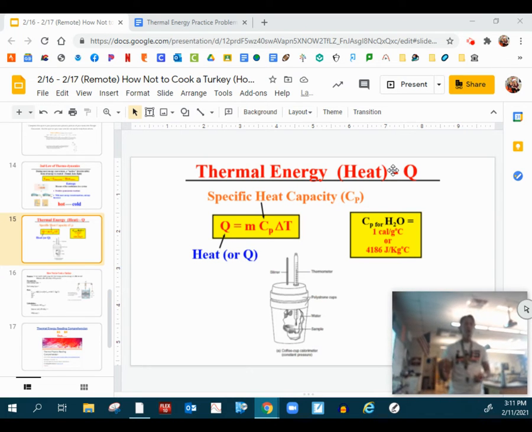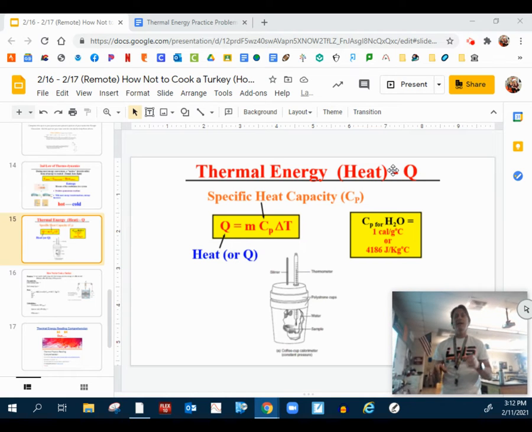Okay, the letter Q means heat. It's the type of energy itself. The m is mass, the c is something called specific heat capacity, and delta T stands for a change of temperature. Now, the specific heat capacity for different substances is always unique to that substance. I have the specific heat capacity for water, which is 4,186 joules per kilogram degree Celsius. But the one we're going to be looking at today is going to be our turkey. We're going to do an experiment called How Not to Cook a Turkey, which is then also going to go along with one of your practice problems that you'll work on right afterwards.